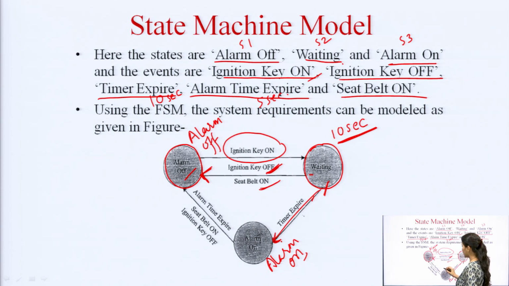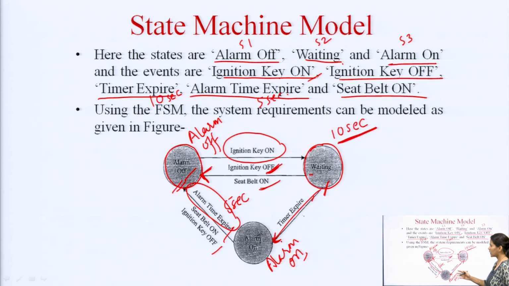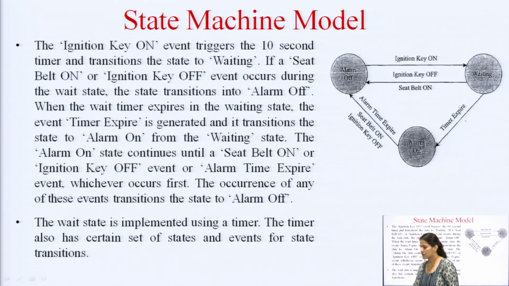Now, when it goes back to the alarm off state: after the alarm is on, if the seat belt is fastened or the ignition key is off, then again it will go back to the alarm off condition. Or if the alarm time has expired, the alarm time is 5 seconds, then again it will go back to the alarm off state. So, in this way we are able to recognize the states and the stimuli for each of these states. This is what I have already told you.